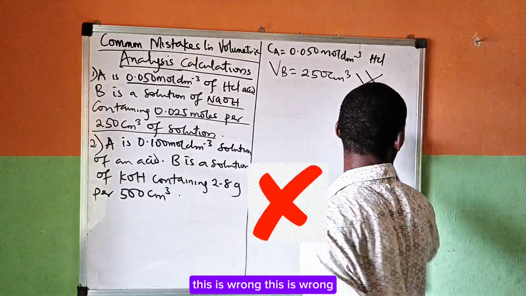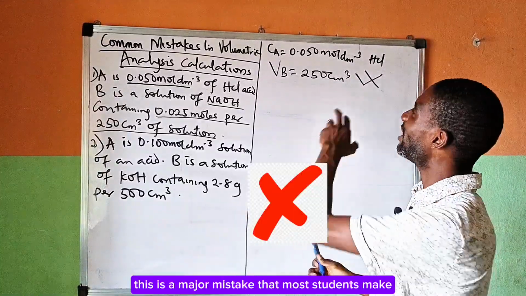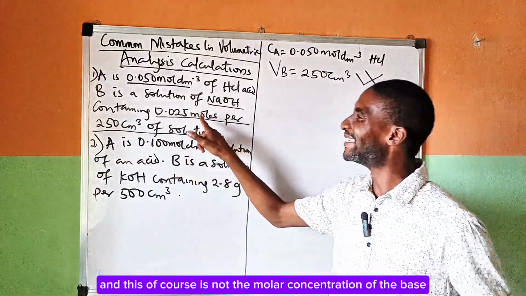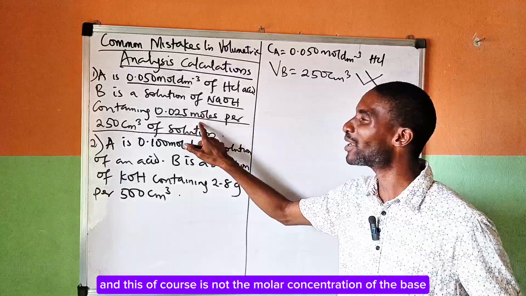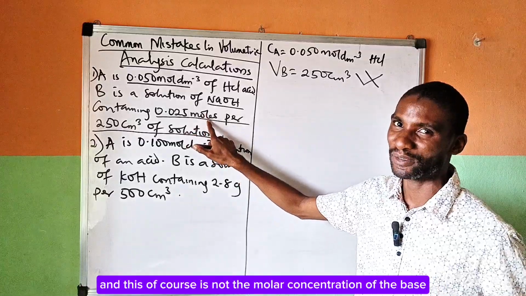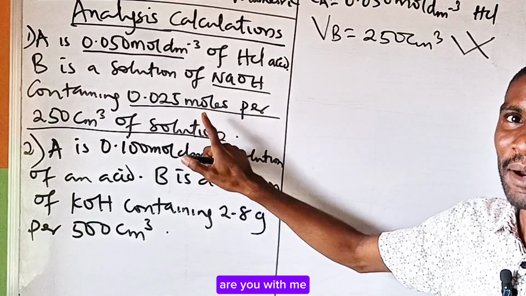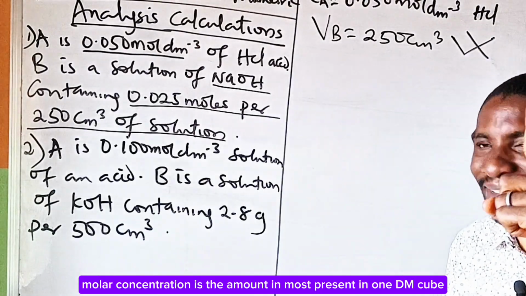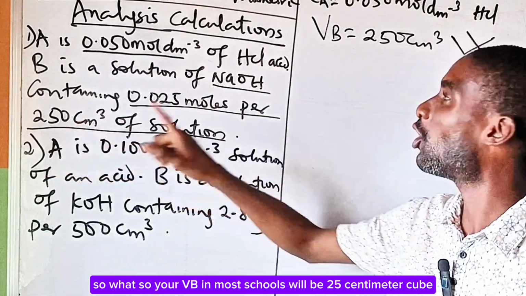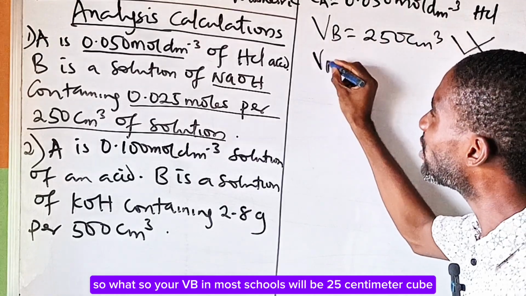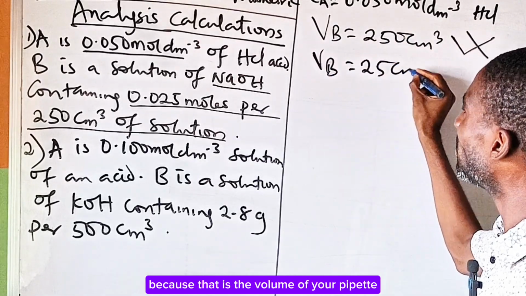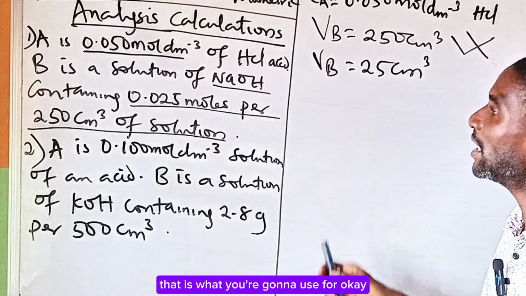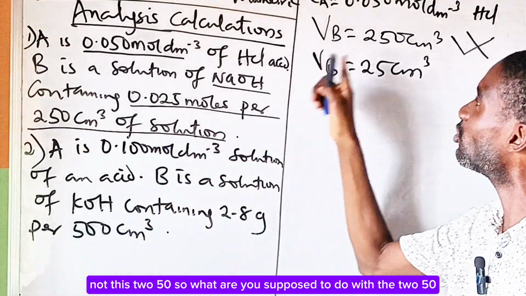This is wrong. This is a major mistake that most students make. This is not the VB, and this of course is not the molar concentration of the base. Are you with me? Molar concentration is the amount in moles present in 1 dm³. Your VB in most schools will be 25 cm³, because that is the volume of your pipette. That is what you're going to use for your pipette, okay? Not this 250.